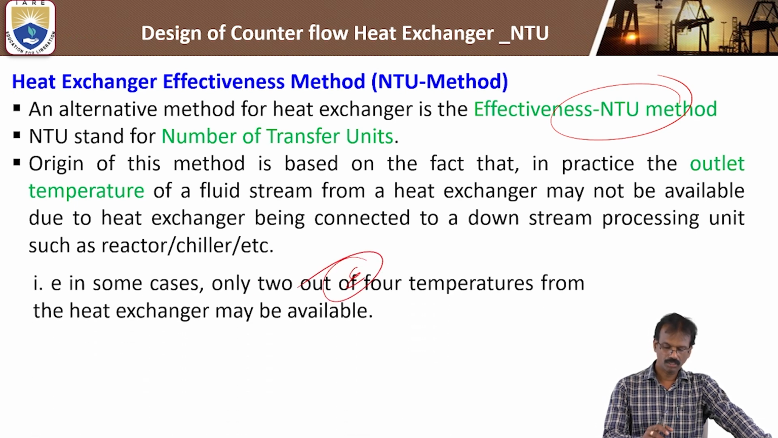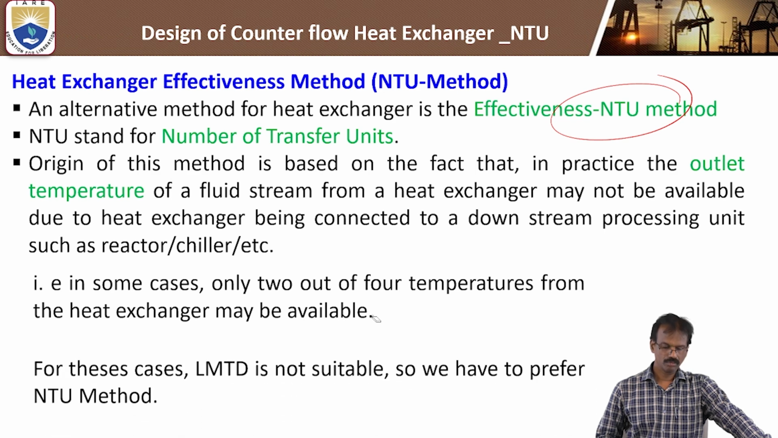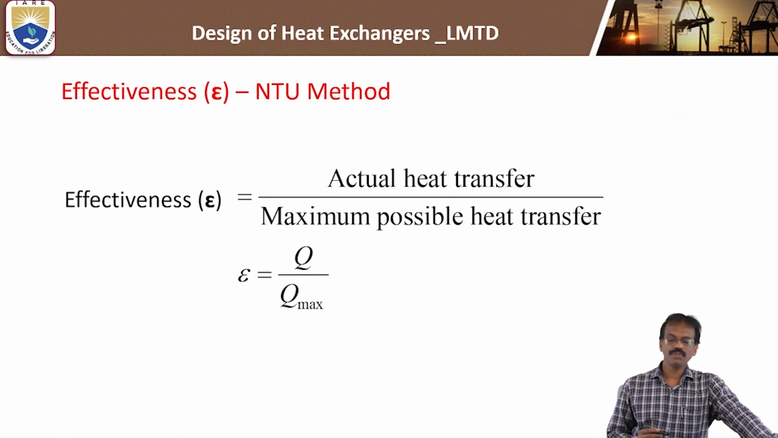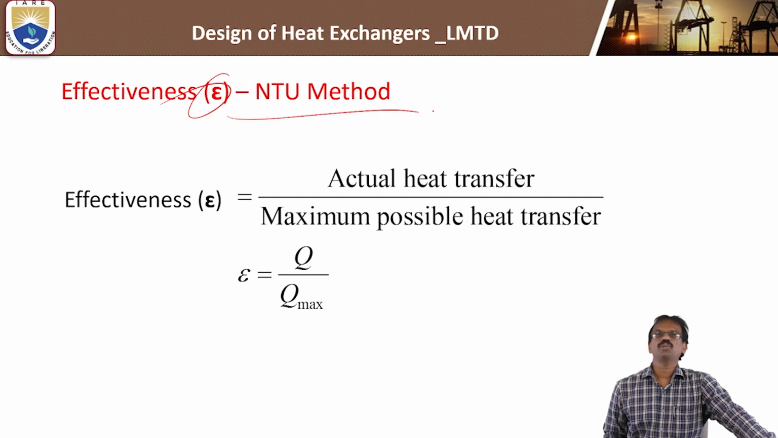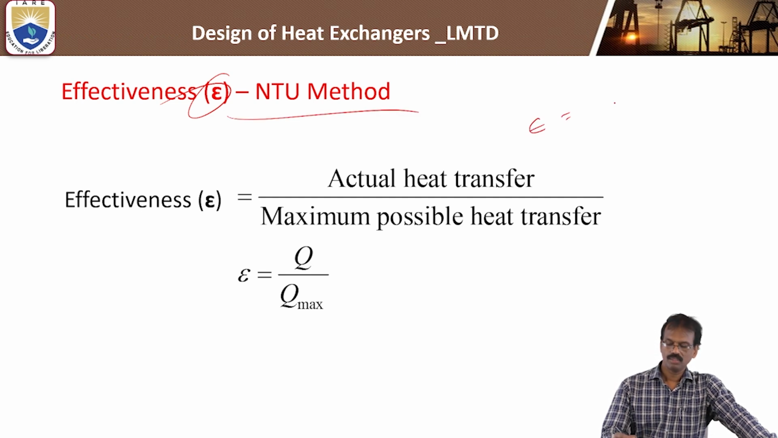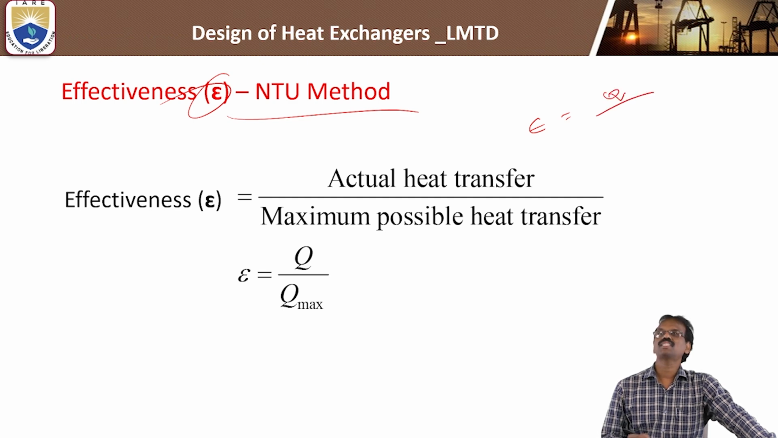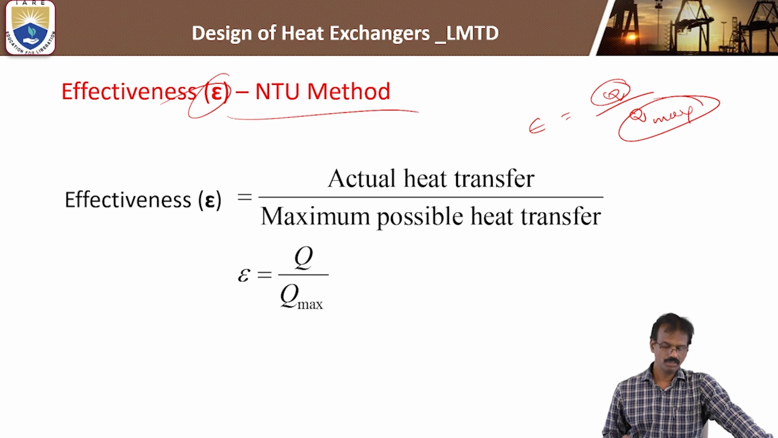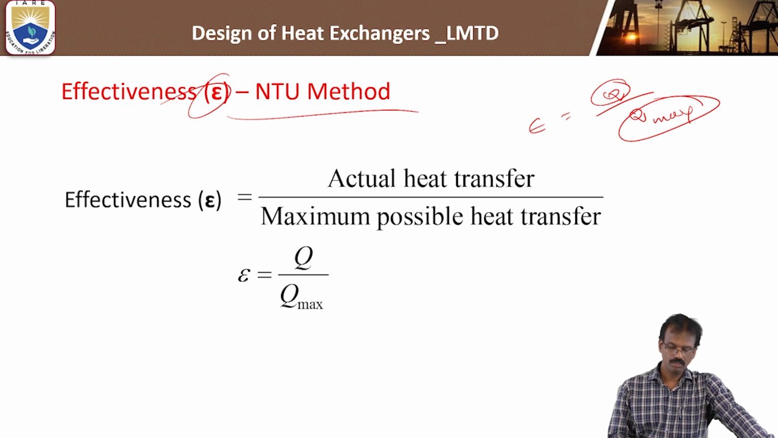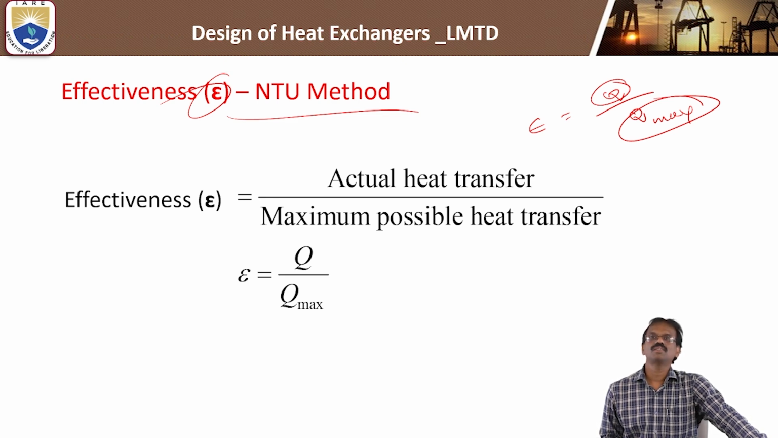These were already discussed in the previous class. Okay, effectiveness, epsilon, NTU method. You know that the formula: effectiveness is equal to the actual heat transfer Q divided by the maximum possible heat transfer Q max. Actual heat transfer, you know the formulas, according to thermodynamic energy: Q = m_h C_h (T_h minus T_ho) or m_c C_c (T_co minus T_c). We know those formulas.